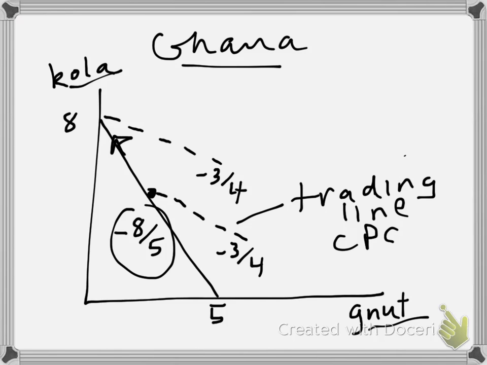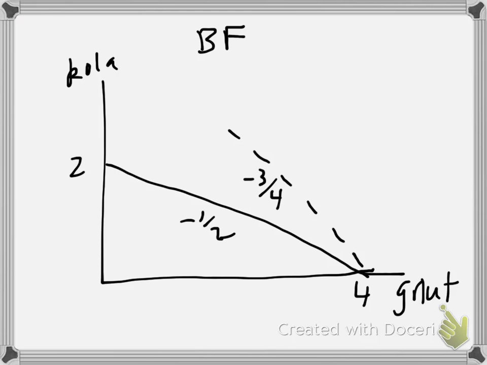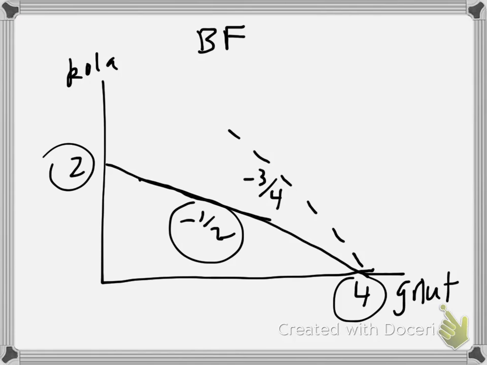If Ghana specialized and only produced the 8 cola nuts, they'd be able to trade along this line, and so they'd be able to attain consumption that they couldn't obtain otherwise. Likewise, we go over to Burkina Faso. They can make 4 groundnuts or 2 cola nuts, and their production possibility frontier is given by this line with slope -1/2. Now they can trade along a line of slope -3/4, a line steeper than that, or if they specialize in producing groundnuts, they can trade along this line here, and that's their consumption possibility curve, or consumption possibility frontier.